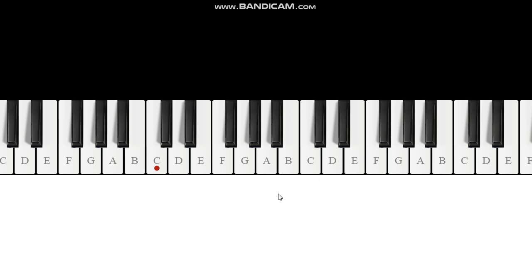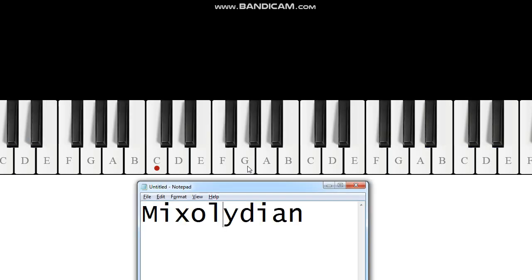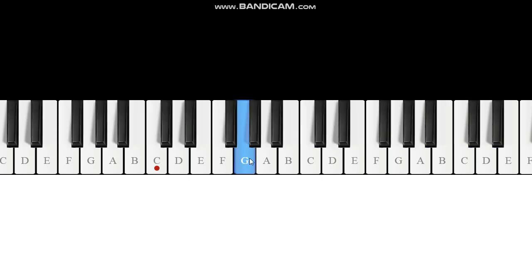All right, okay, continuing now. We just did the Mixolydian pattern, and you can see this pattern on the white keys if you go from G to G. It's easy to visualize. That's the Mixolydian mode.